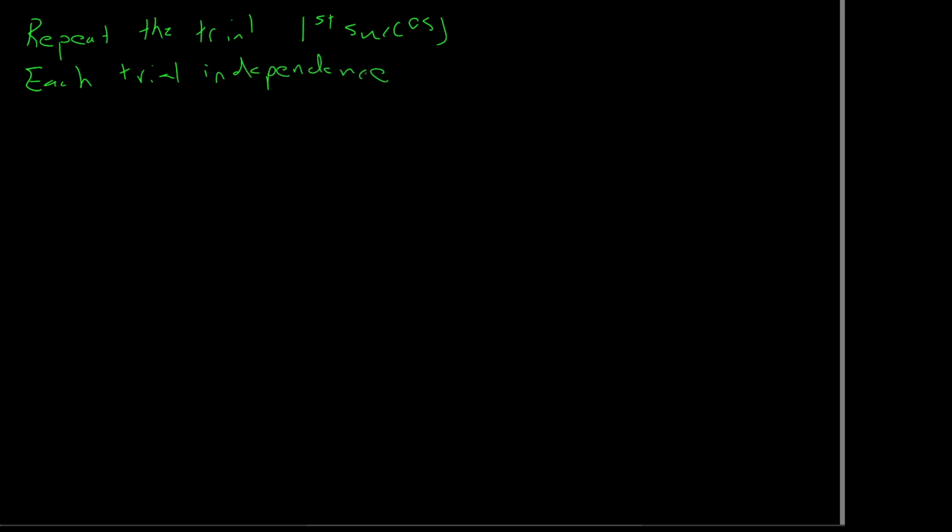Let's define our geometric. The geometric is that you repeat the trial until you get your first success. And so this measures how long you go until the success happens. Each trial is independent of the others. Right? Independence is the key here. None of these influence or update the probabilities of the other ones.